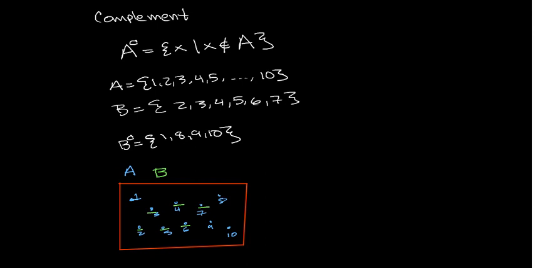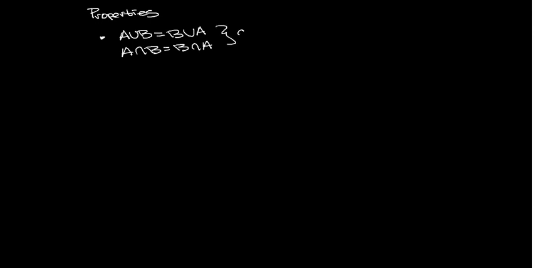So finally, let me write some properties. The first one is the following: A union B is the same as B union A, and A intersection with B is the same as B intersection with A. This is the commutative property.